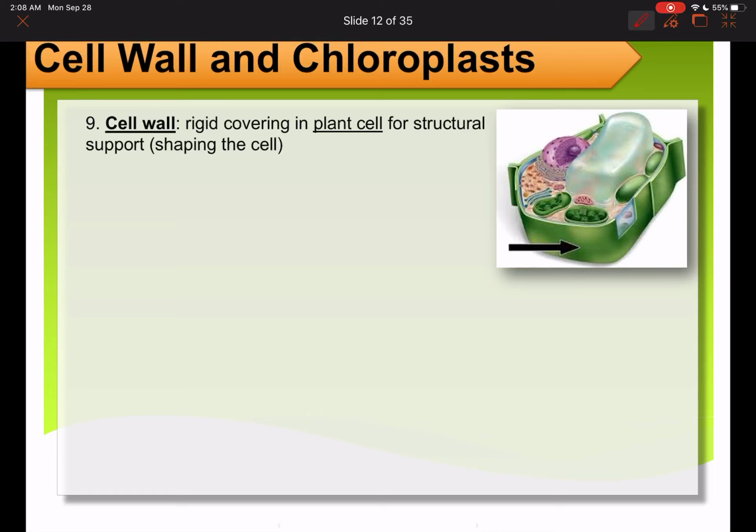Let's see, not the last structure yet. Okay, we're close to it. So there is another structure that is only present in plant cells, the cell wall.